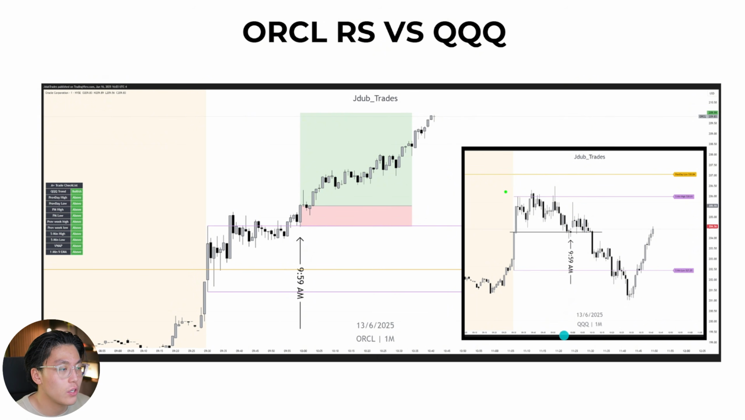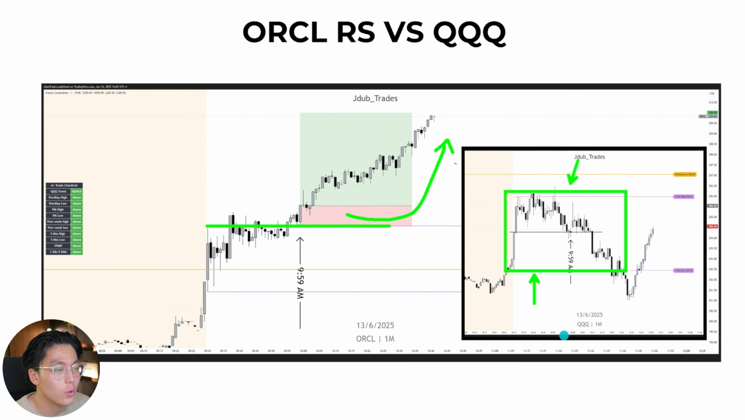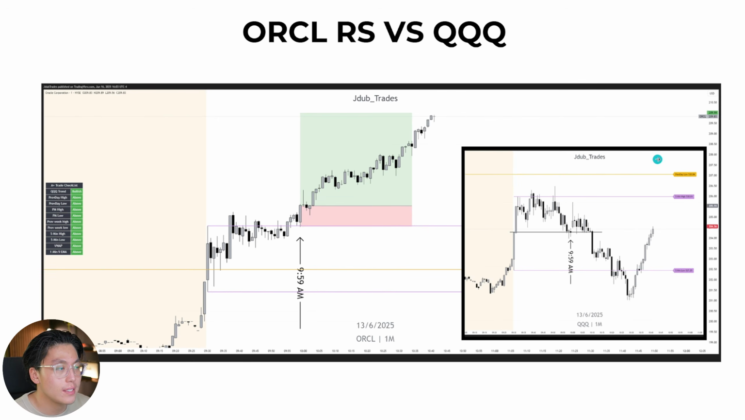Now you can see the Qs basically just went from your 5 minute range high to your 5 minute range low, whereas Oracle had a clear uptrend towards the highs based off of not only the daily time frame, but also relative strength and weakness intraday as well. With this being said, let's go on to scenario number 2.